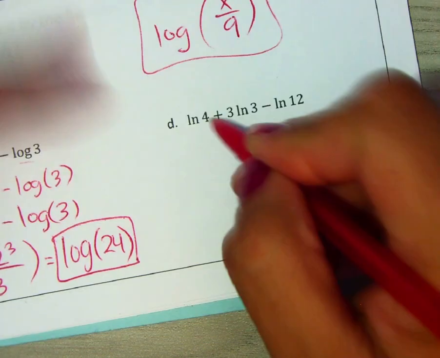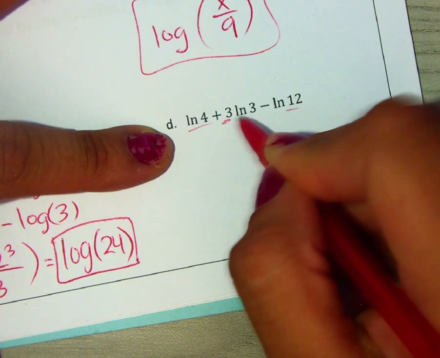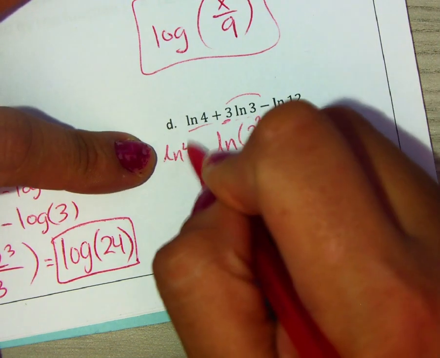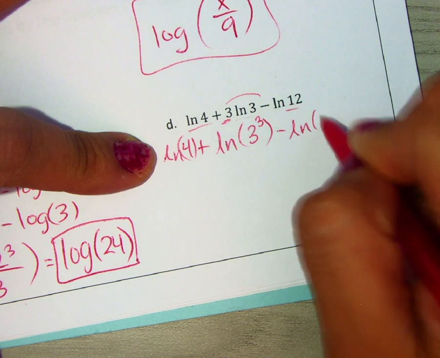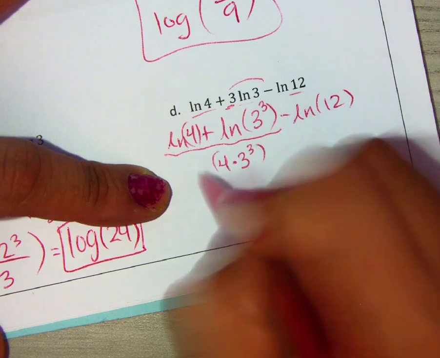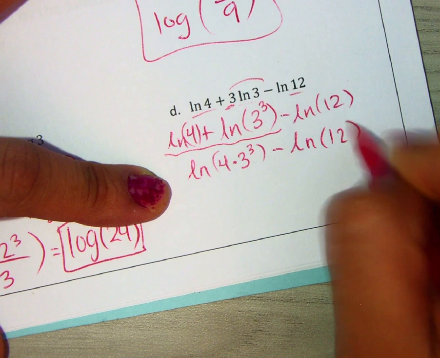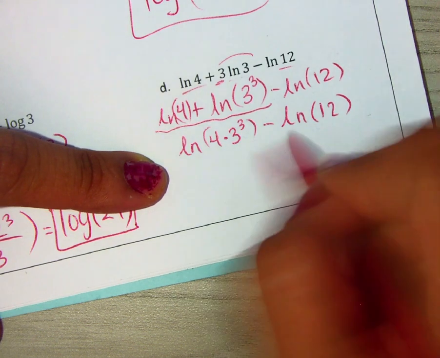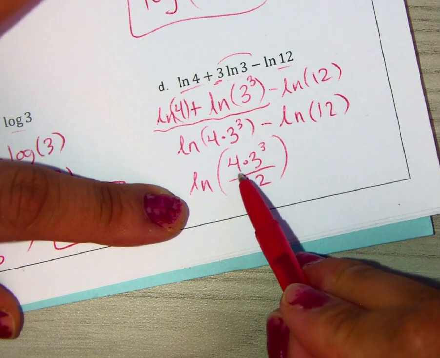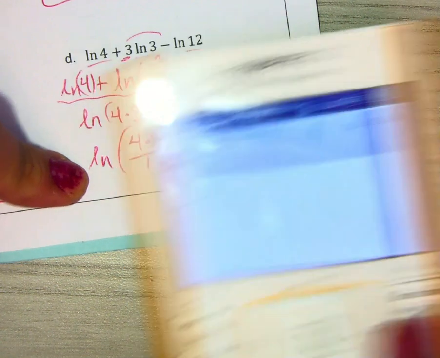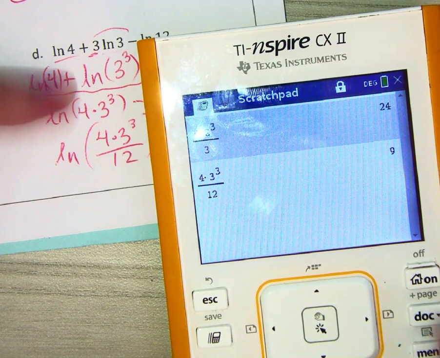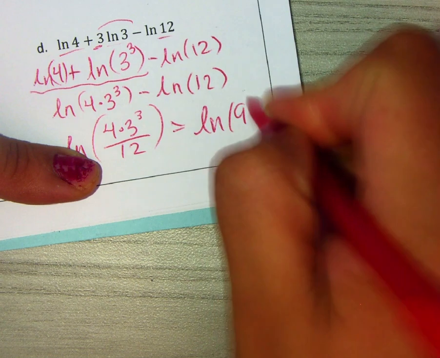All right, last example here is looking at, again, the 3 parts and seeing that this is a coefficient. So that's going to be an exponent of 3. And then we're going to have another addition in the beginning. So this addition becomes a multiplication of your arguments. And then this subtraction becomes a division of the arguments. And then we simplify the arguments. So we're going to have 4 times 3 to the 3rd power divided by 12, and we get 9. So here we have natural log of 9.